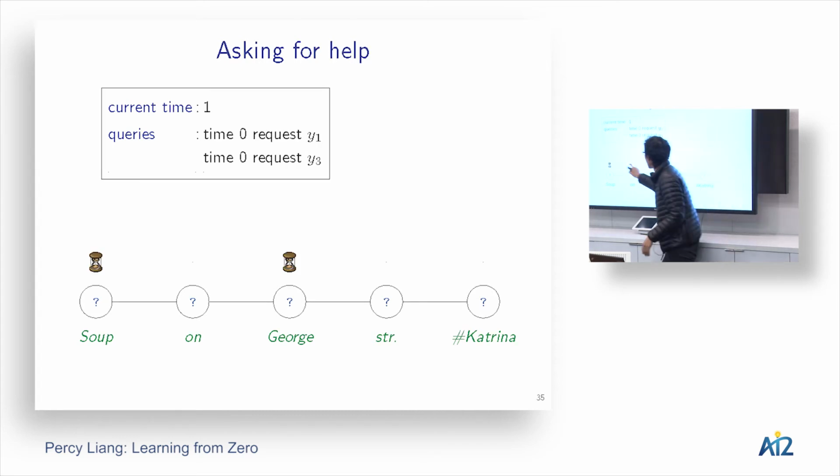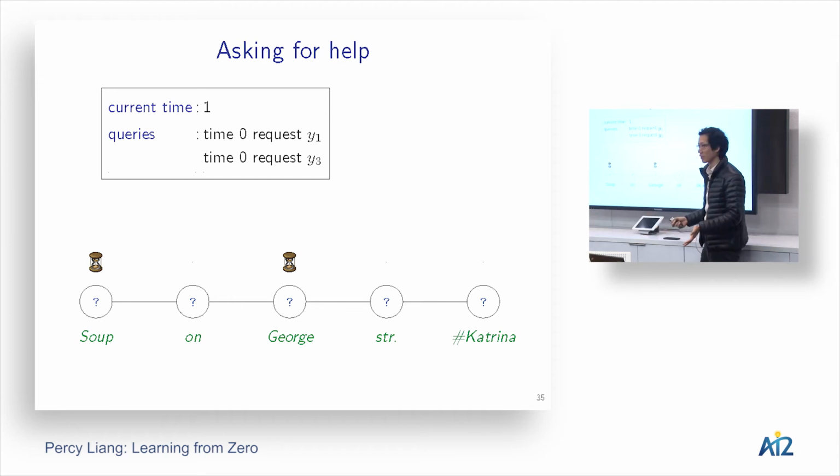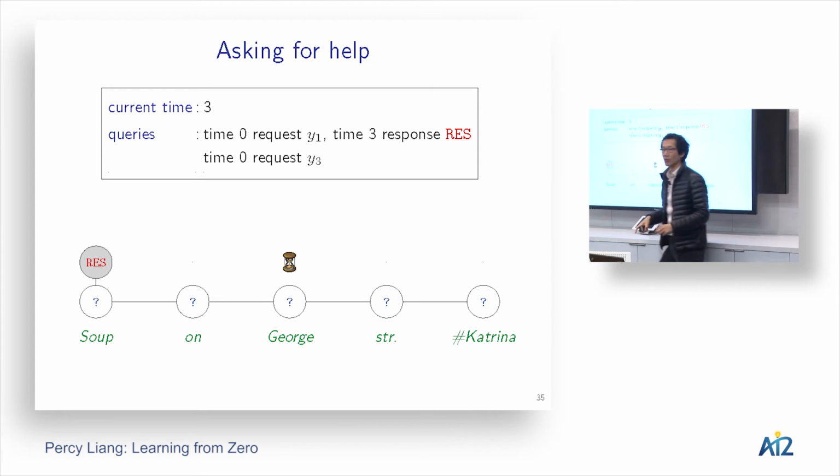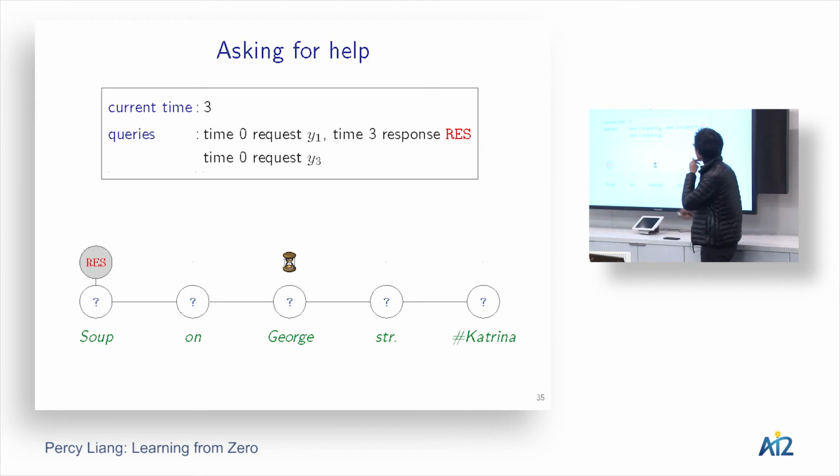So suppose it fires off 2 queries at these locations, saying, hey, human, please tell me what the label of these are. And of course, humans are slow, so you wait maybe 3 time steps, and then at this time step 3, this one returned as a resource, and this is incorporated as evidence into the graphical model there. And this one is still outstanding, so you wait a little bit more.